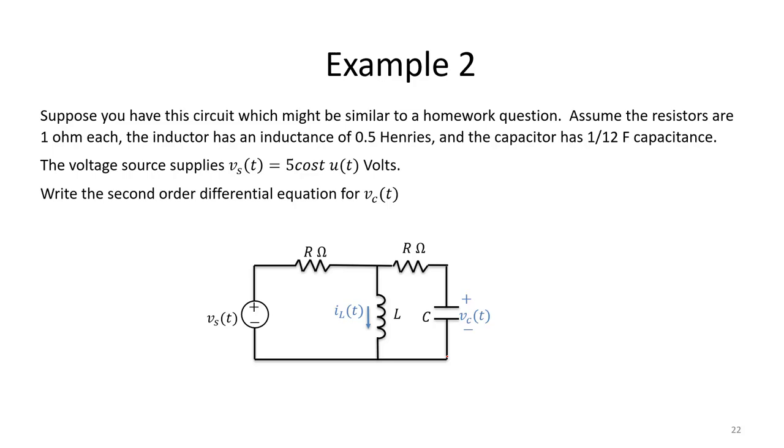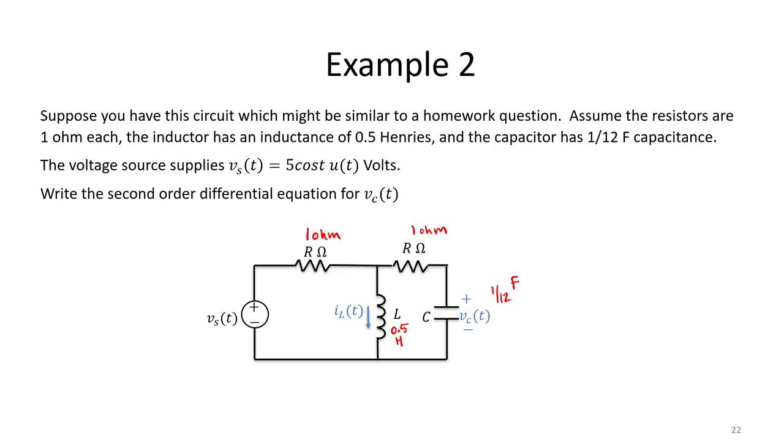We are given this circuit, and we're told that the resistors are 1 ohm each. The inductor has an inductance of 0.5 henries, and the capacitance is 1/12 of a farad.